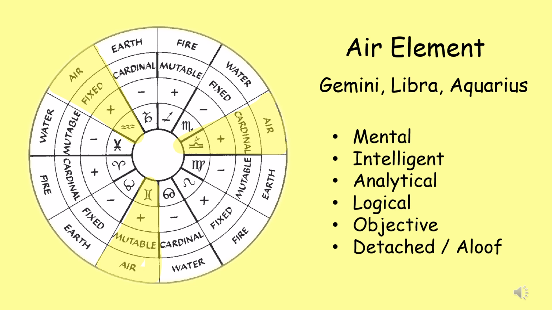The next astrological element is that of air, and the 3 air signs are Gemini, Libra, and Aquarius. Some of the characteristics of air signs are they tend to be very mental, intelligent, and intellectual. They can be analytical and logical in their approach, very objective, and can tend to be somewhat detached and aloof.